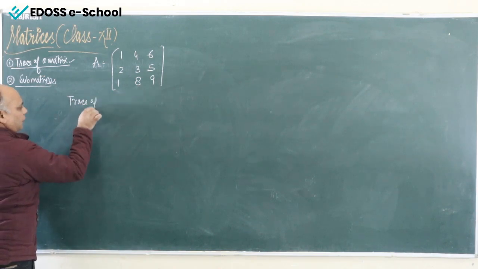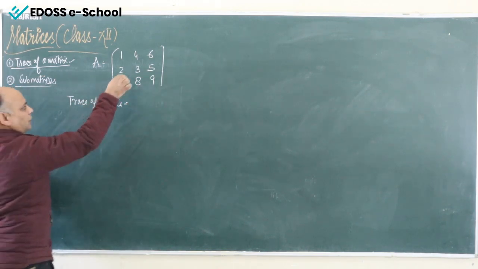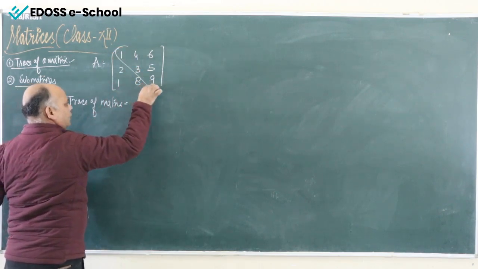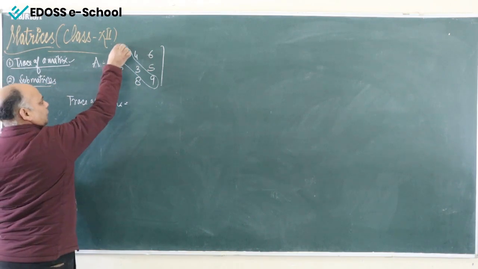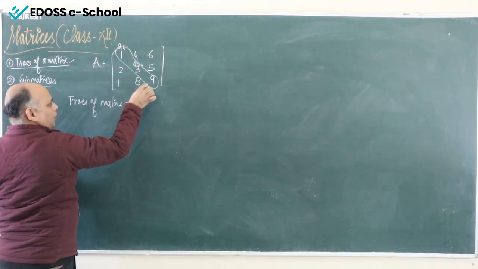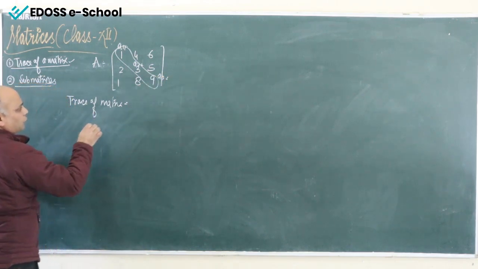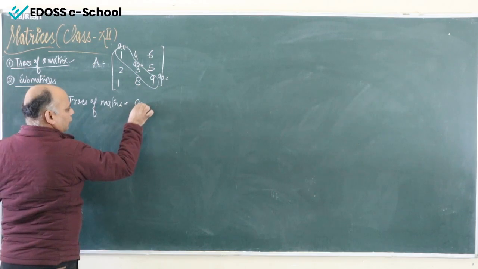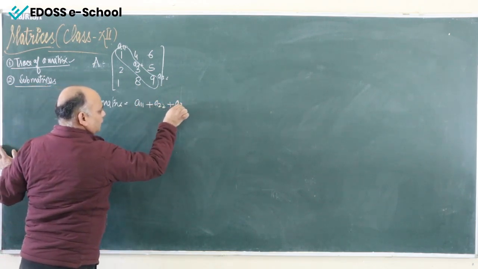Trace of a matrix. The trace of a matrix means the sum of the diagonal elements. This element will be A11, this will be A22, and this will be A33. Means the sum of the diagonal is A11 plus A22 plus A33.